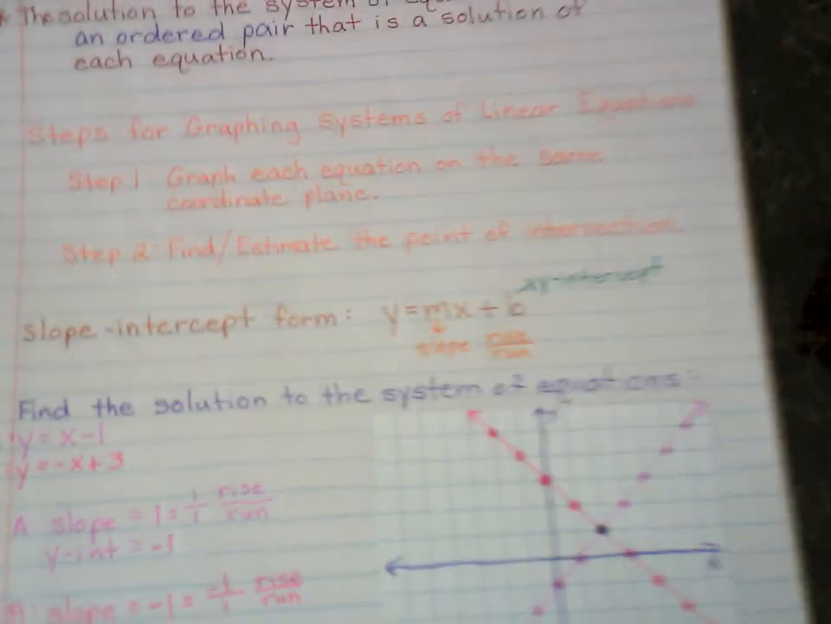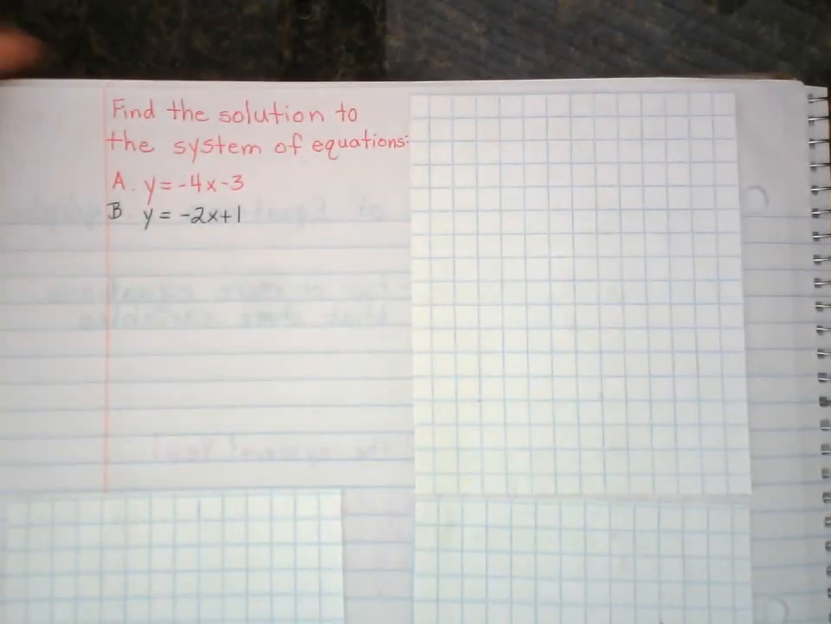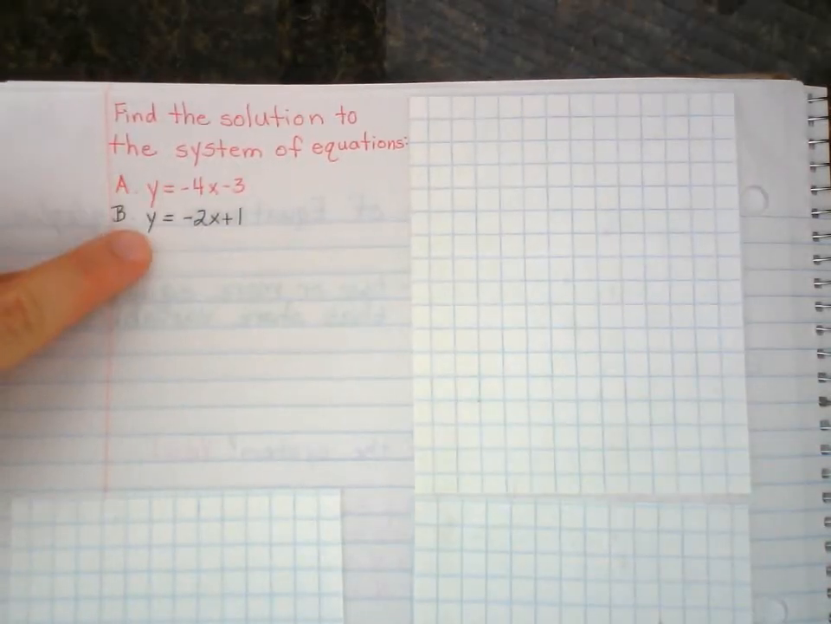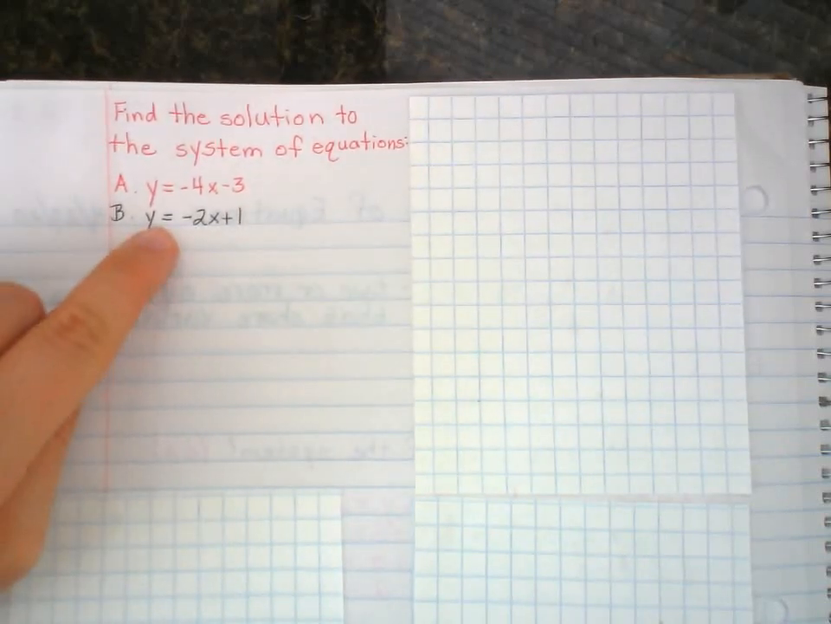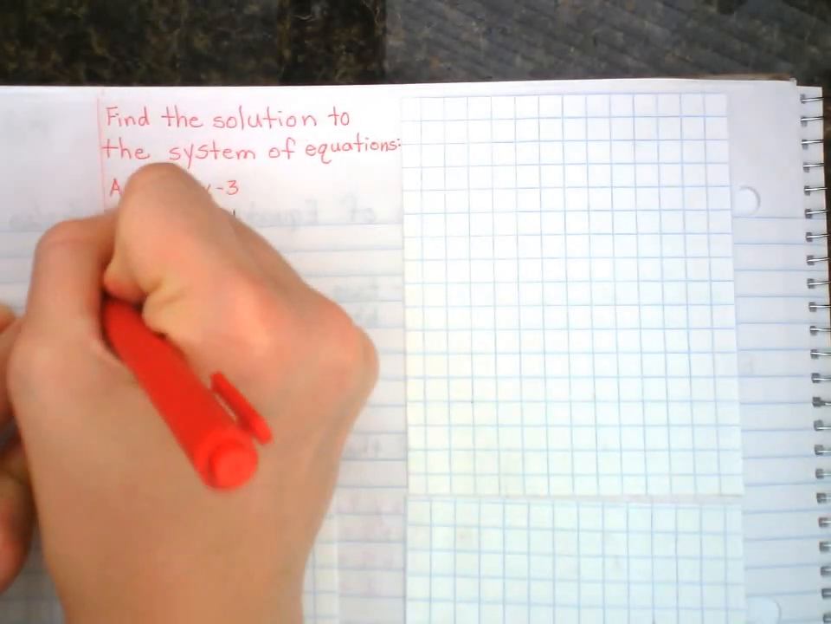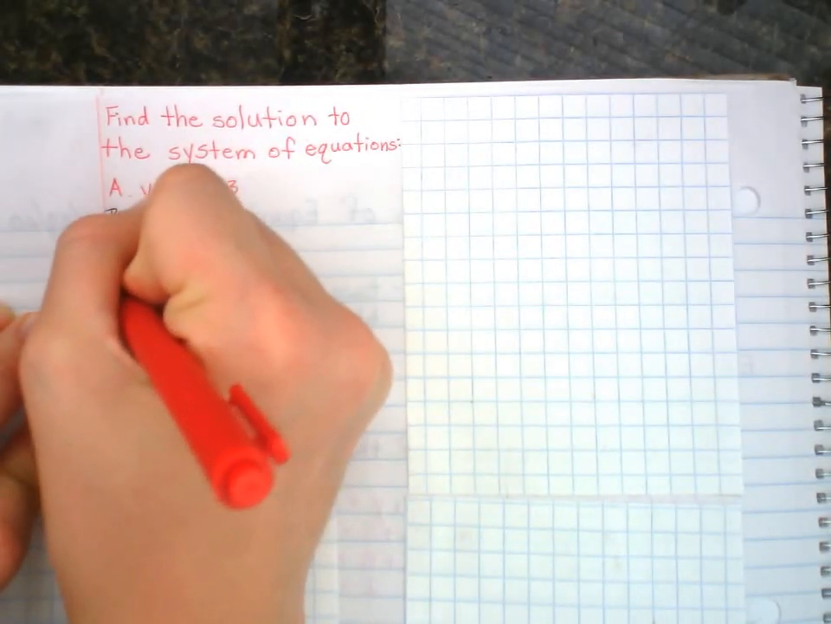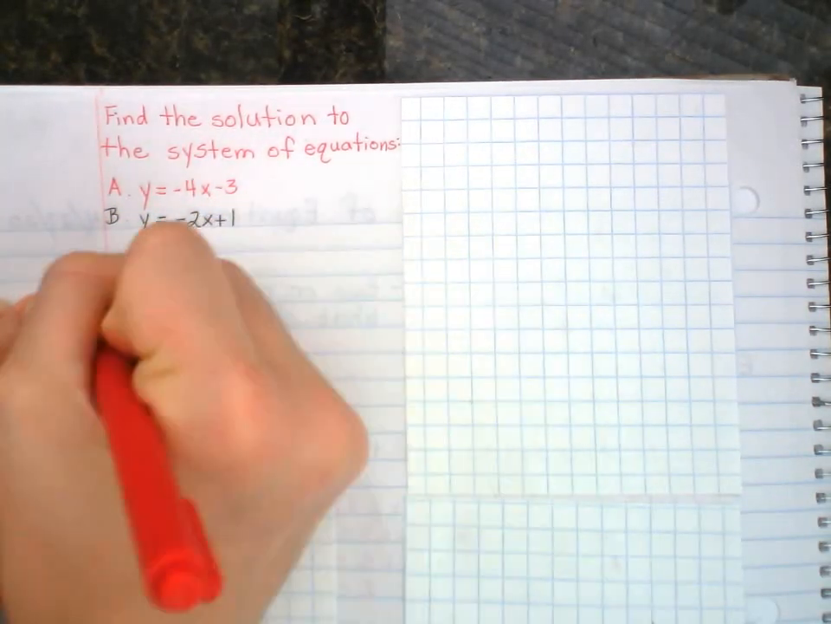Alright, so the next one we're going to do is in slope-intercept form again. It's the same directions for all problems: find the solution to the system of equations, and we're focusing on doing it by graphing. They're both in slope-intercept form, y equals mx plus b. The easiest way for me to start is to label the slope and the y-intercept for both of them.